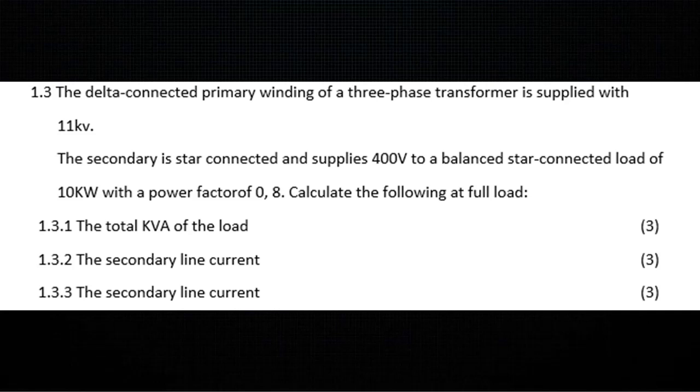First step is to draw a little diagram putting all the values in the correct places, that is on the primary or the secondary side. This is the first step in order to understand the question. The question said a delta connected primary and star connected secondary. The primary is connected with 11,000 volts, 11 kilovolts.